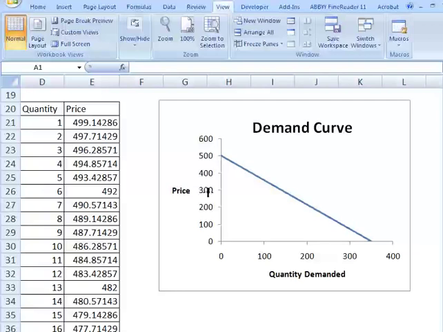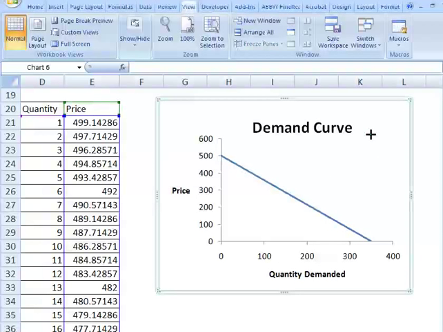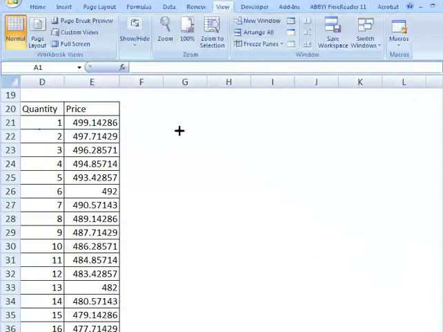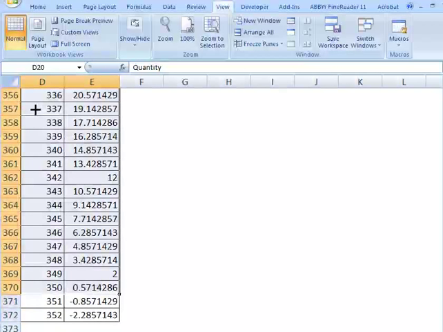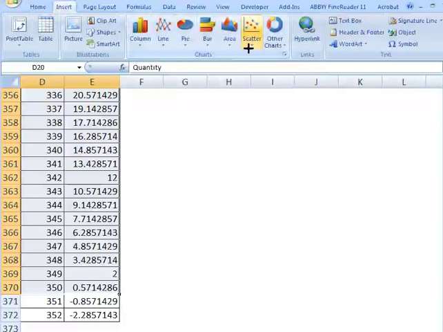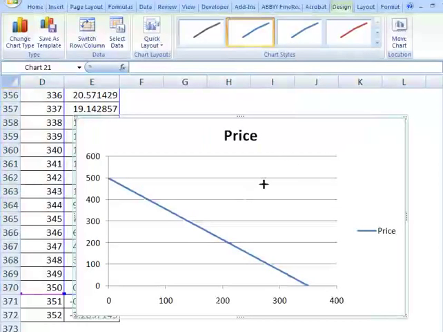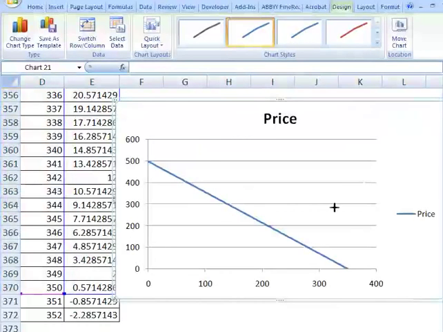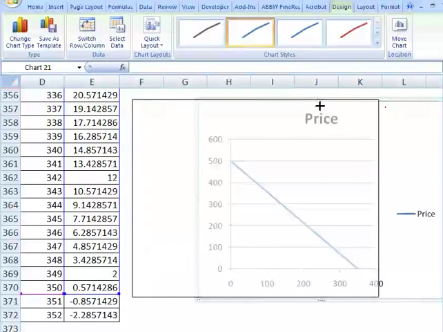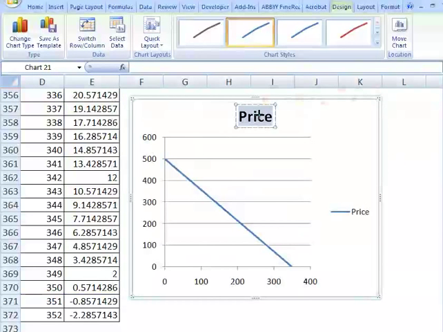You have this as the price of the product, and this is the quantity demanded, and this is your demand curve. To create this kind of demand curve, you select this and go down till here. Let's say we select only the positive values, and we go over here and create a scatter plot. This is the scatter plot that you have created. The only thing is the labels are different, so you can change the labels over here and include those values.